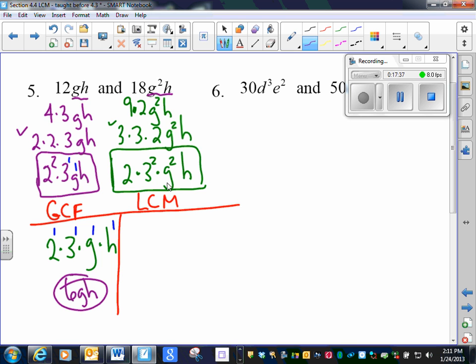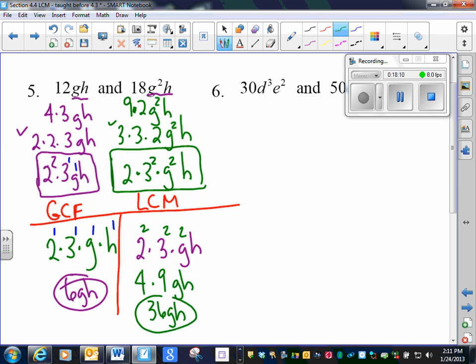LCM would go back to our boxes. Everything starts from these boxes. They are très importante. So I write down every base I see. Again, I see a 2, a 3, a G, and an H. And now I go back and I write the biggest exponent I see. So 2 is squared here, only to the first here. 3 is squared. G is squared, and H is still to the first power because that's the highest and only exponent he has. That becomes 4. That becomes 9 GH. 36 GH is your LCM.